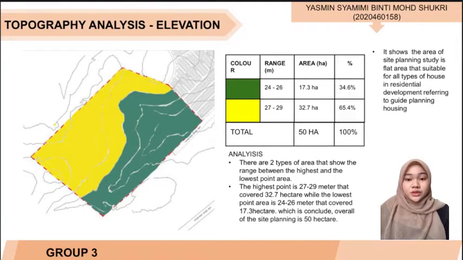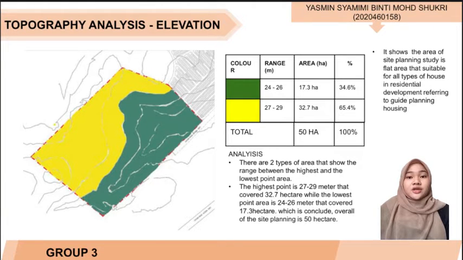Now I want to present about elevation plan. There are 2 types of area that show the range between the highest and the lowest point area. The highest point is 27 to 29 meter that covered 32.7 hectare, while the lowest point area is 24 to 26 meter that covered 70.3 hectare, which is conclude overall of the site planning is 50 hectare.